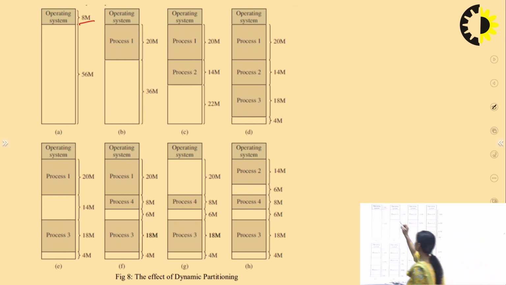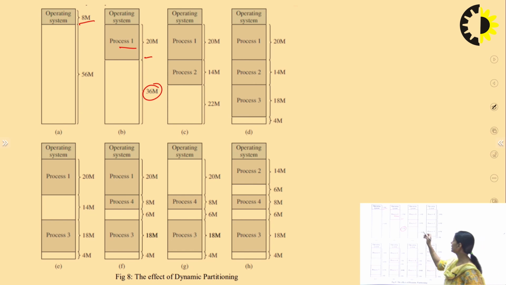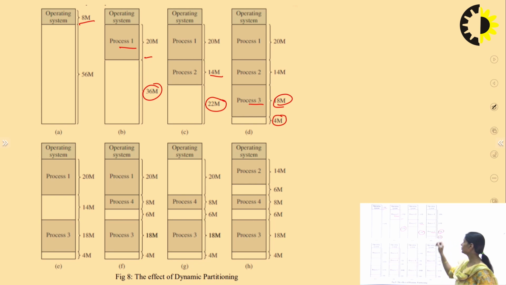Now process P1 entered the system and wanted memory, and because we had free memory, it was allocated 20 MB of space, leaving behind 36 MB of space. Then process 2 came with 14 MB of space and we were left with 22 MB, and process 3 came with 18 MB of space. Now because we do not have enough memory to load another process, suppose process 4 came up, which was maybe of a higher priority.